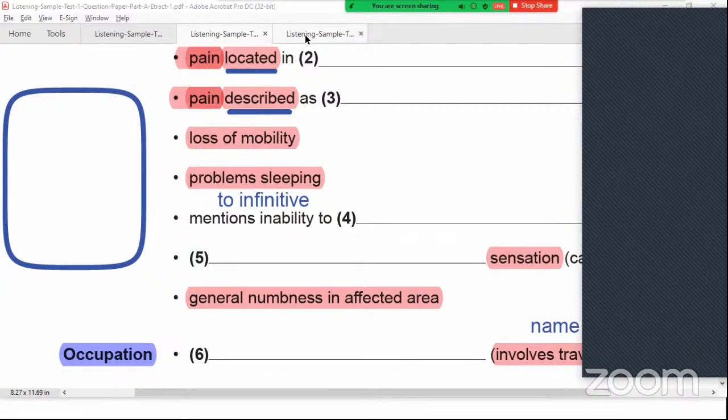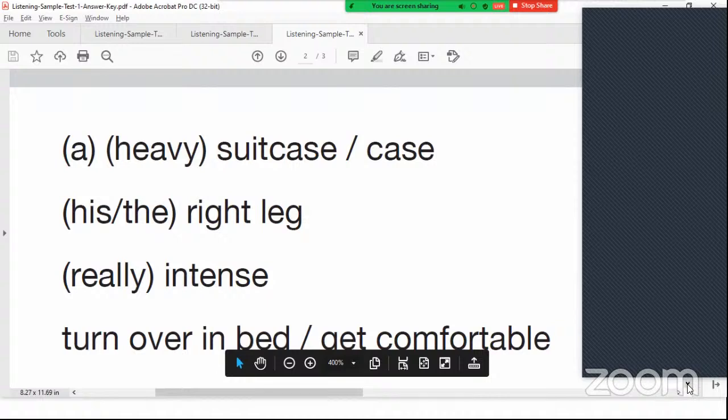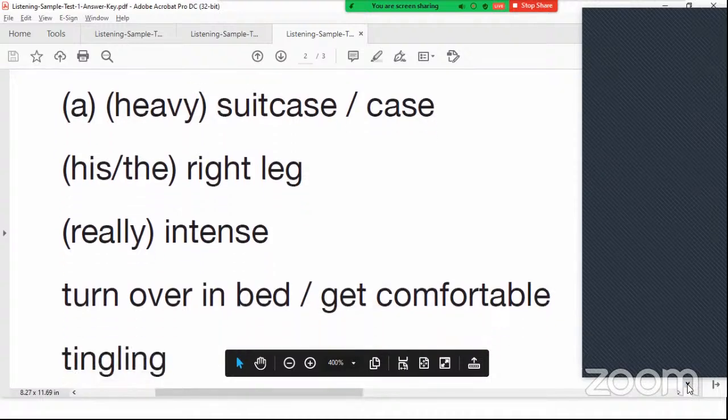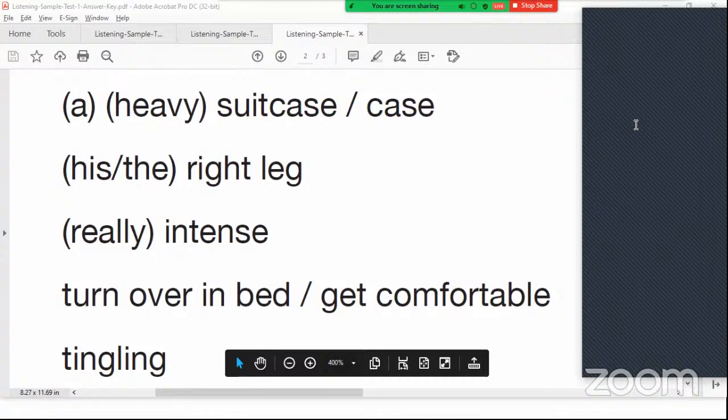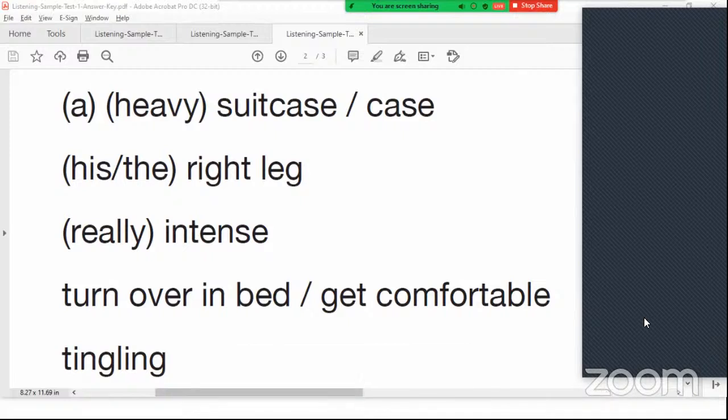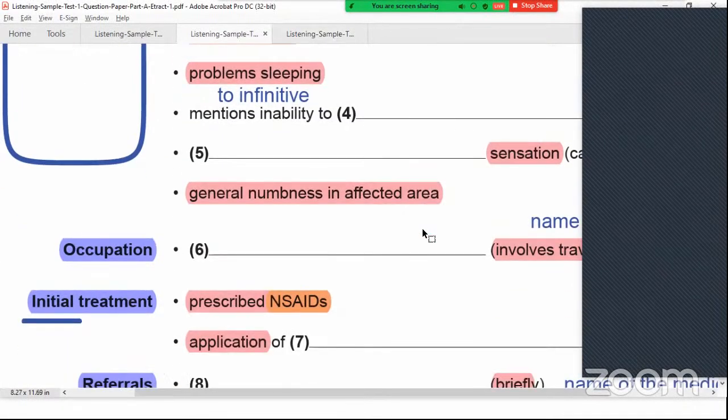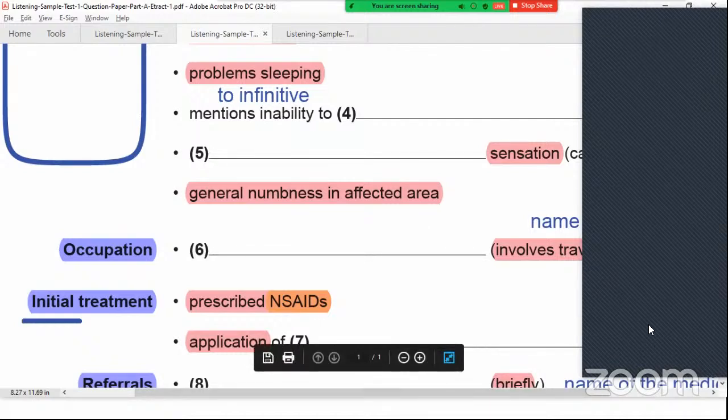So let us check the answer. Tingling. That is the answer. You are right. That is the right answer. Tingling is the right answer. Very good. All of you correct. Next question number 6. 7, 6, 5, 4, 3, 2, 1 and submit.